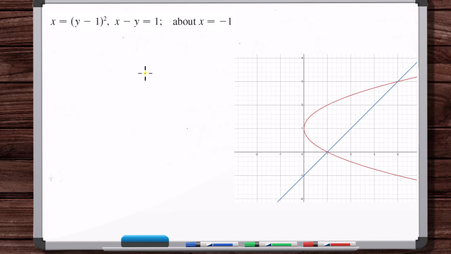Okay, last problem. We want to revolve the area contained within these two curves. And so here is x minus y is equal to 1, the line. And then here's x is equal to (y minus 1) squared. We want to revolve this about x is equal to minus 1.